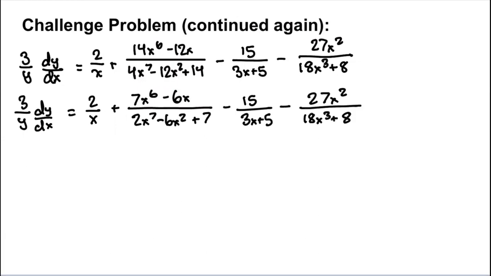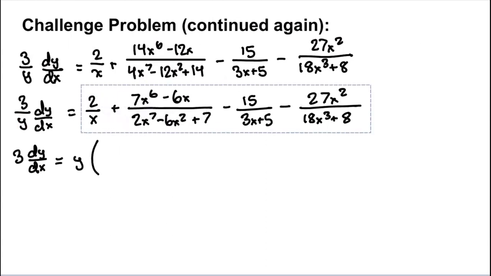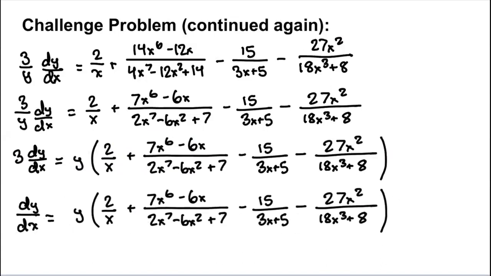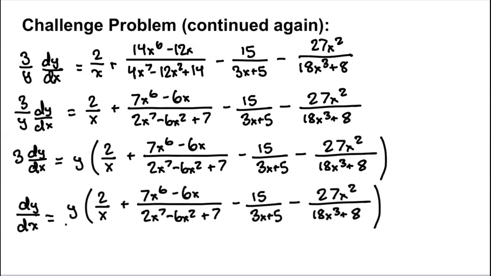Now we're going to go through the process of isolating this dy/dx. So we're going to multiply both sides by y to get rid of this y here in our denominator. So we're going to have 3 dy/dx is equal to y times this whole mess on our right-hand side, right there. And then we're going to divide by 3 on both sides to get a final answer of this whole term right here. I'm going to copy and paste it again so that I don't have to rewrite it. All divided by 3.